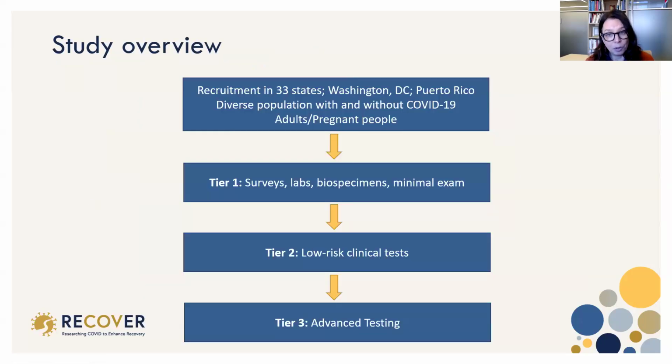So the way that the Recover adult cohort works, again, it's recruiting from around the U.S. with and without COVID, pregnant or not pregnant at the time of initial infection. Everybody who is enrolled in the adult cohort undergoes some basic activities that I'm going to tell you more about in a minute. These basic activities include questionnaires, surveys, laboratory studies, biospecimens, and a minimal clinical exam. People who have certain symptoms, and random assignments of people, go on to have additional testing, both low-risk clinical tests that we call Tier 2 and more invasive or more complicated tests that we call Tier 3. Let me explain more about that.